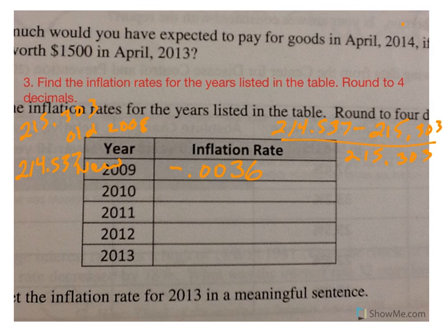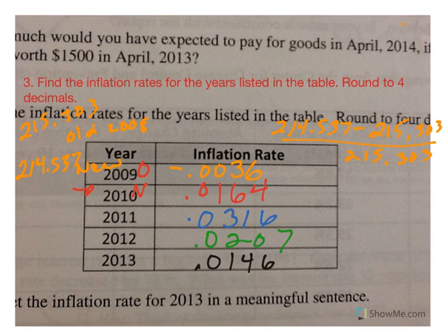So just to refresh, for 2010, this would be considered new, and then 2009 would be considered old. So every time you move up a year, the previous year is going to be considered old. So I want you to hit pause and find the inflation rates to 4 decimal places for the rest of this table. Okay, so I have completed it. Notice that 2009 is the only inflation rate that is negative. Every other year has a positive inflation rate, meaning the prices have gone up.